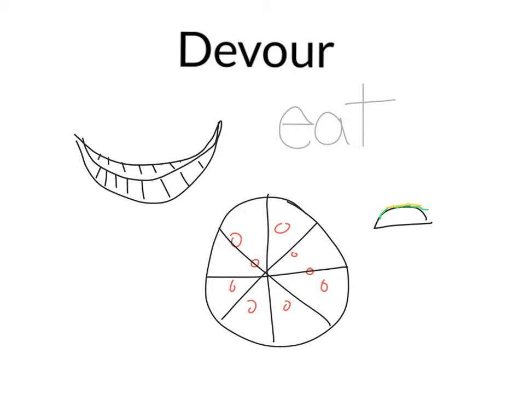It might be brownies. It might be pizza. Draw a picture of yourself devouring your favorite food now. The next word in our vocabulary lesson is astonishing. Astonishing is a neat word.